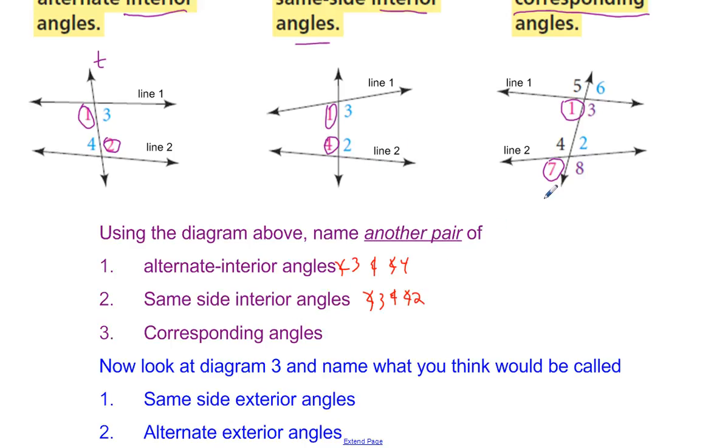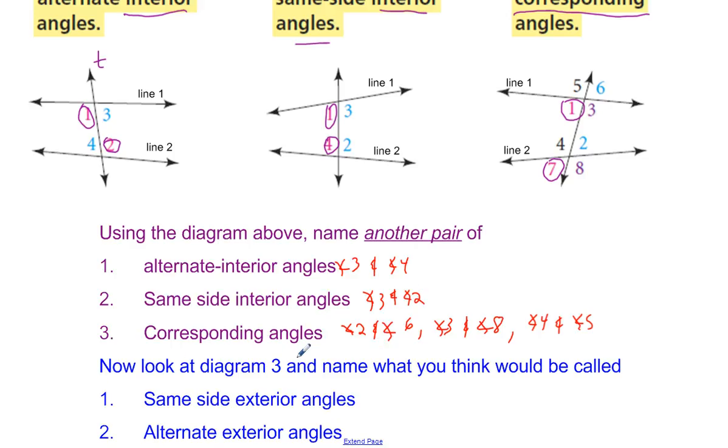How about corresponding angles? Well, we got a lot to choose from, folks. So I can say angle 2 and angle 6. There's another pair. Let's get another pair. How about angle 3 and angle 8? There's another pair of corresponding angles. How about angles 4 and 5? There's another pair of corresponding angles.